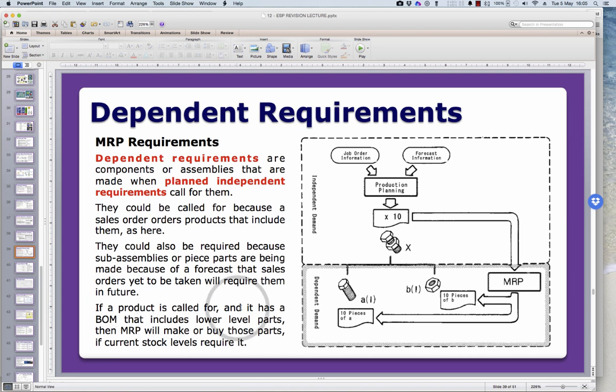If a product is called for and it has a bill of material that includes lower level parts, then MRP will make or buy those parts if current stock levels require it. So materials requirements planning is going to make a choice between, have we got enough, or do we either need to make some of these parts or buy some of these parts, depending on what type of parts they are, and whether we want to outsource some of those. Instead of making them, we might buy them in.